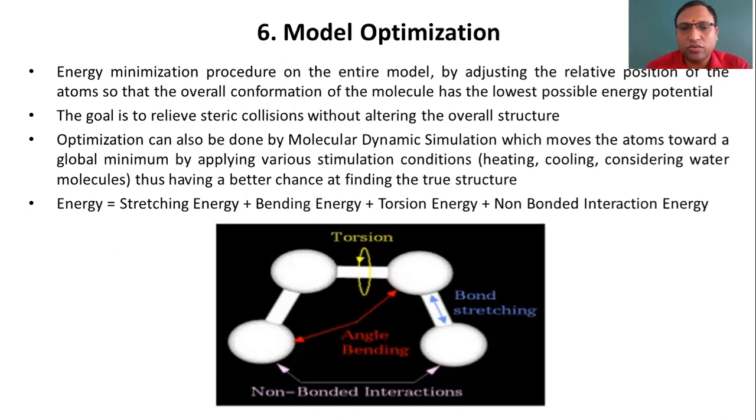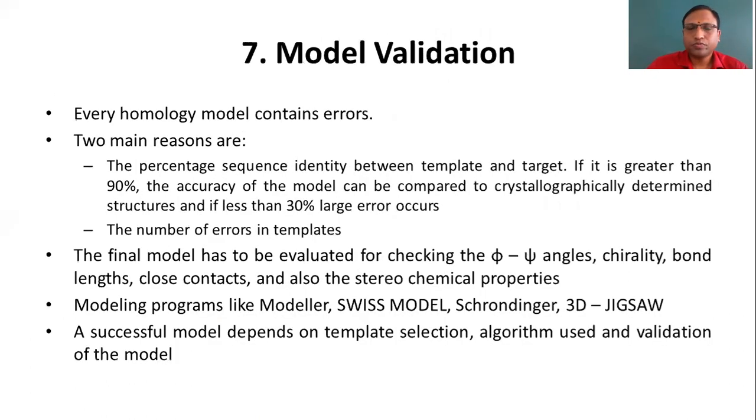So energy is equivalent to stretching energy plus bending energy plus torsion energy plus non-bonded interaction energy. All these things play a very important role. Angle bending is there, bond stretching is involved, and non-bonded interaction is there. Non-bonded means they are not bonded, but the interaction will be there, and they will be pulling each other closer. And torsion angles are there, that is, one will go like this, one will go up. So in which angle it is going also plays an important role here.